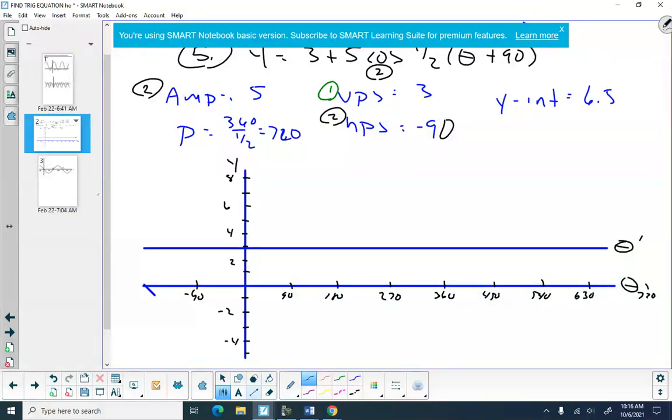So at -90, from our prime axis, we have to go to a peak. -90 is our theta start value. From our prime axis, we have to go to a peak. So we're at 3 with our prime axis. We have to go to a peak. So if I have an amplitude of 5, Grant, what's our y value going to be? At a value of 8. So we go up at -90 at 8. We have to go up 5, the amplitude.